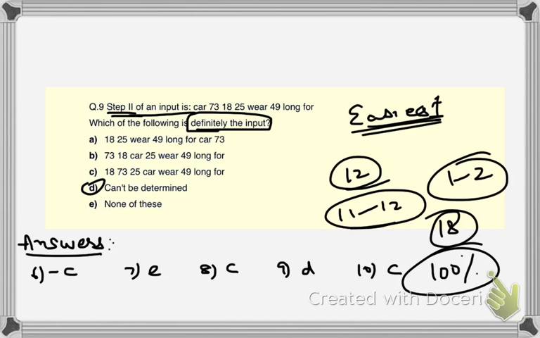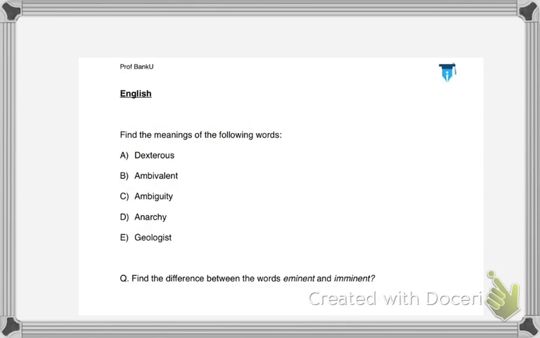Now we move on to the English part of this worksheet. In English, you were given 5 words, and you have to find the meaning of these words. Dexterous means skillful, one who can do things easily, one who is good at doing various things. He is called dexterous. If you have watched Cartoon Network, Dexter was brilliant. So you can say that dexterous is skillful.